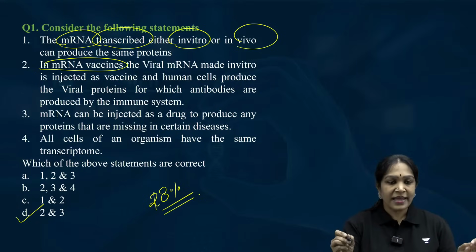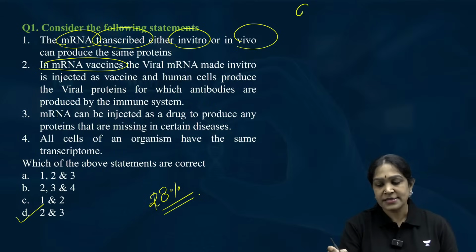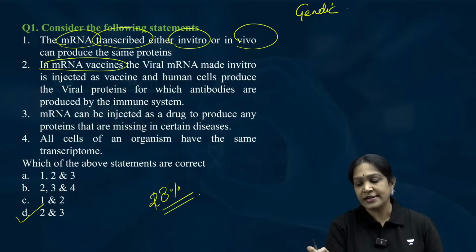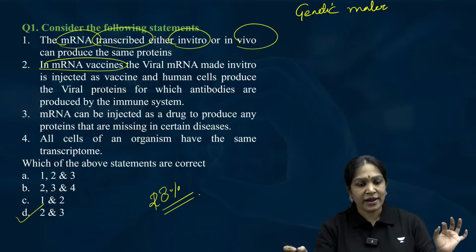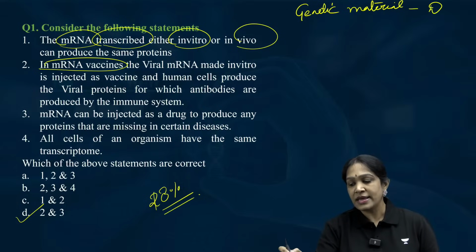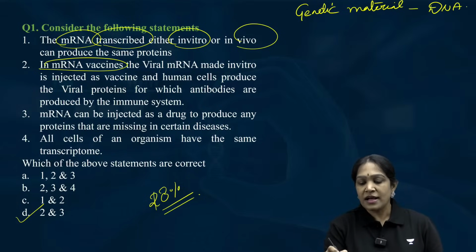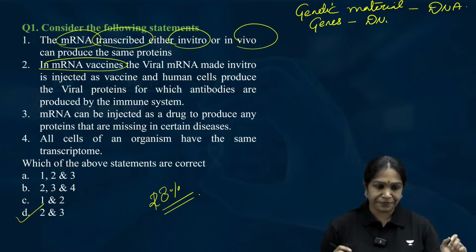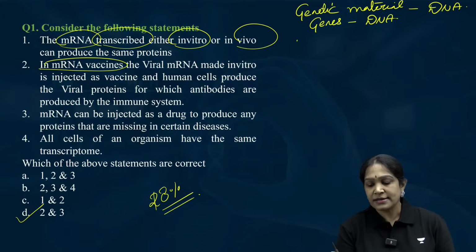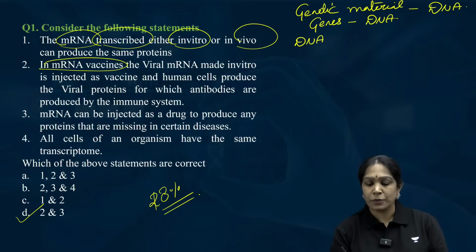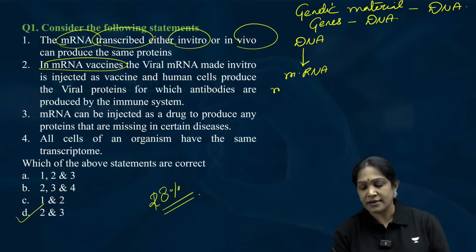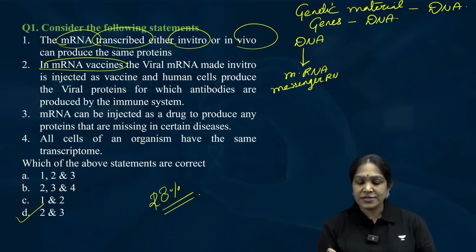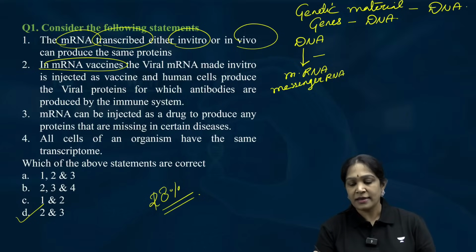So first of all, in a cell, our genetic material is in the form of DNA. So, our genes are in the form of DNA. But a gene, that is a DNA, will first get converted into mRNA. The word mRNA stands for messenger RNA, in a process called transcription.